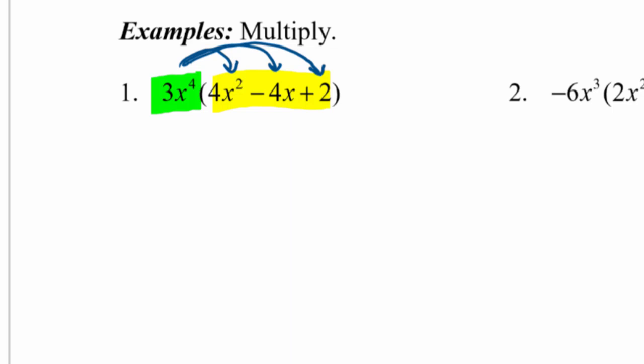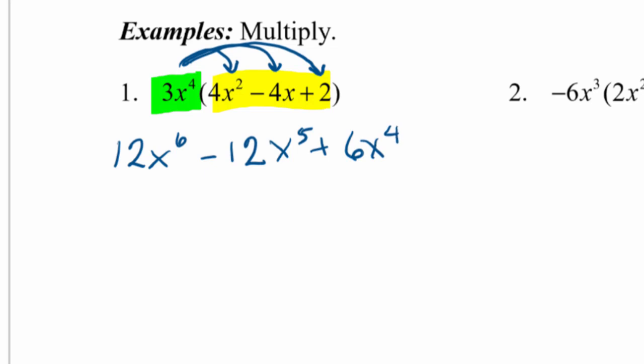So when we multiply 3x to the fourth times 4x squared, multiply the two coefficients for a 12, and then using the product rule with our x's, we know that we have x to the sixth because we keep the base and we add the exponents. Going to the next term, now 3 times negative 4 is negative 12. And multiplying x to the fourth times x to the first, we know that we have x to the fifth, once again using the product rule. And in our third term, we're going to multiply 3 times 2, and that's going to give us a positive 6. And then we have the x to the fourth.